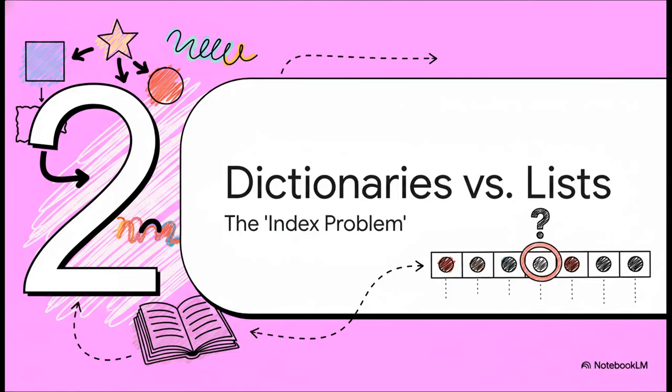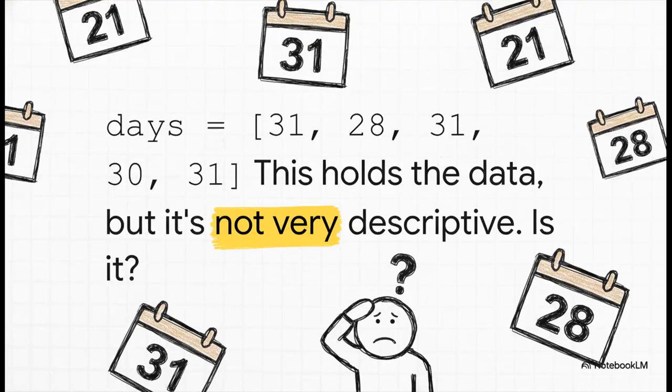Now, to really get why dictionaries are such a game changer, let's put them side by side with something you might already know, a list. We'll look at what I like to call the index problem. So, imagine you stumble upon this list in some code. It's holding data, sure, but it's not telling you much, is it? Without any context, all you know is you've got a bunch of numbers. But what are they for? What do they mean?